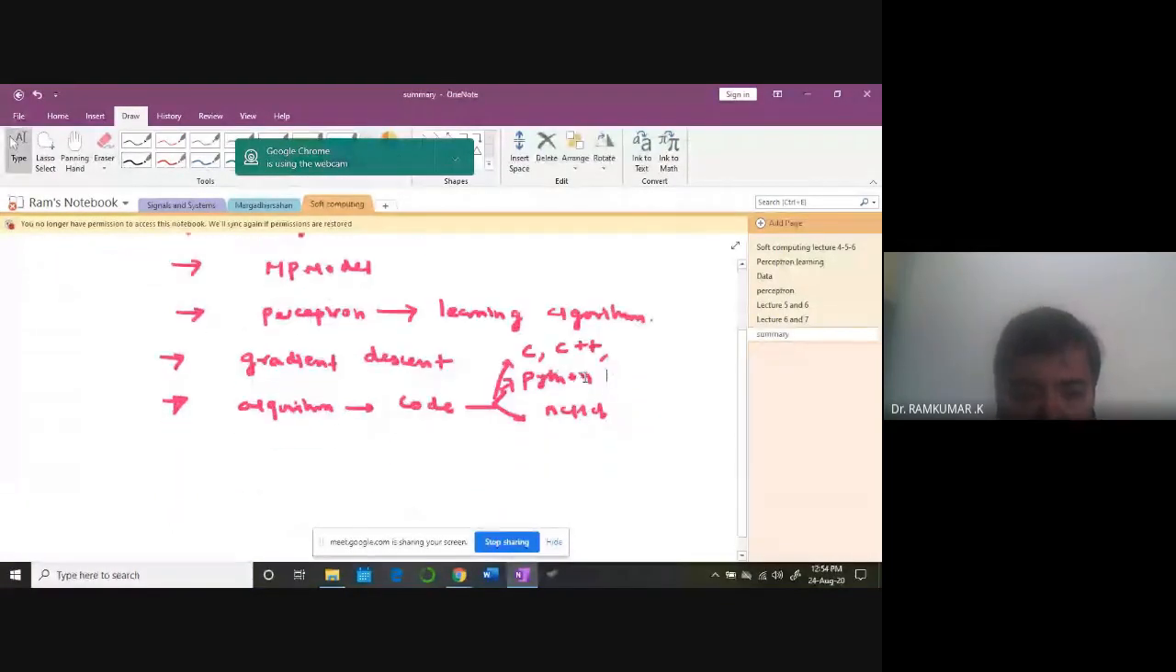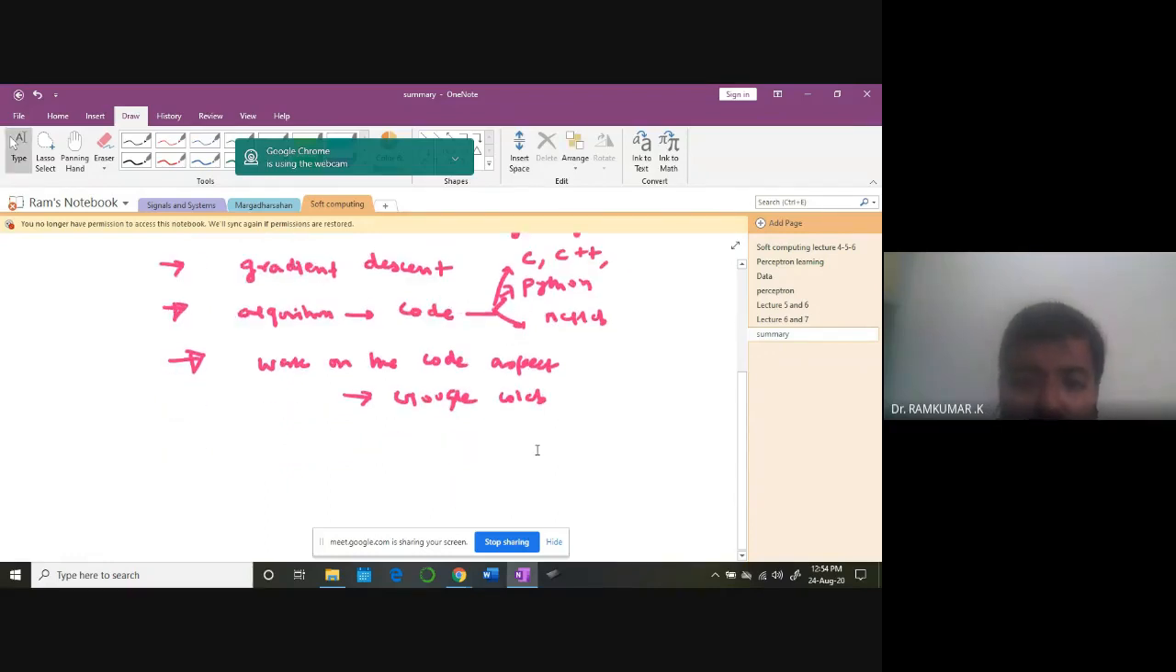So now with this, I'm expecting you to work on the code aspect. If you are going to work with Python, go for Google Colab and Jupyter Notebooks. It's the right time. How many of you loaded Jupyter Notebooks?